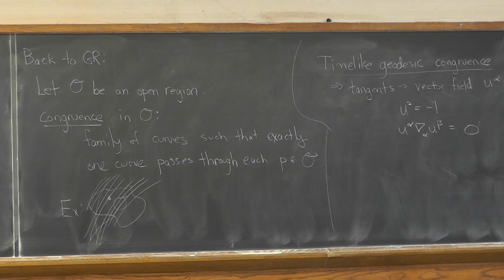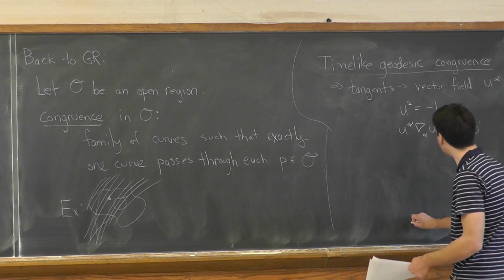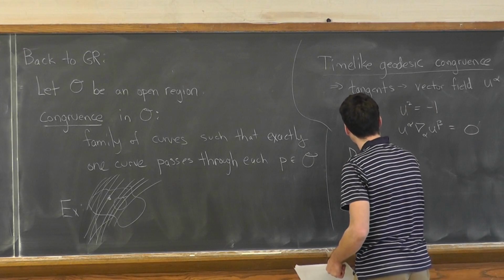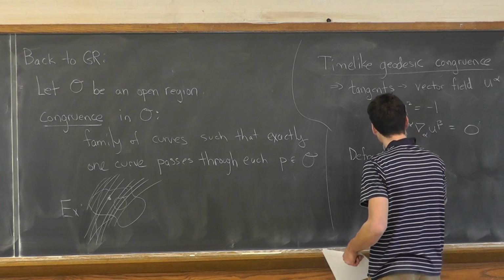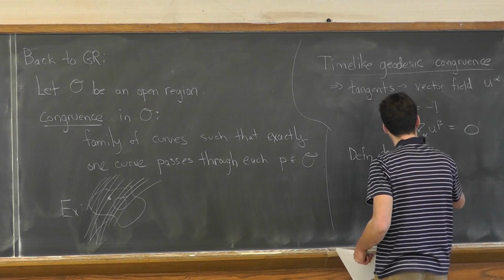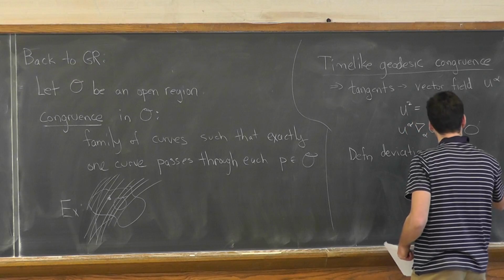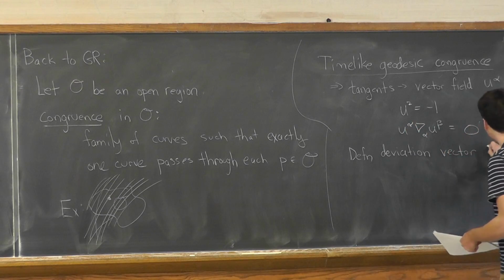In the rubber sheet analogy, basically you're going to think of each of these timelike world lines as one of the points of the rubber sheet. One atom of your rubber sheet corresponds to one of these curves in the congruence. So now we're going to define, as we did for the rubber sheet, a deviation vector ζ^μ.